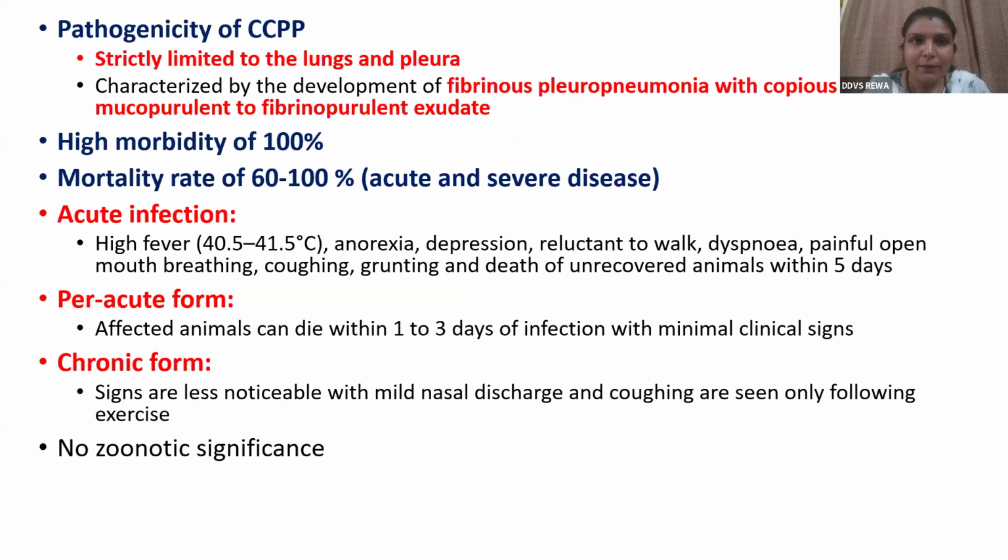In the pathogenesis of CCPP, the involvement is strictly of the lungs and pleura. There is high morbidity, about 100% of animals will be affected, and the mortality rate is also high.